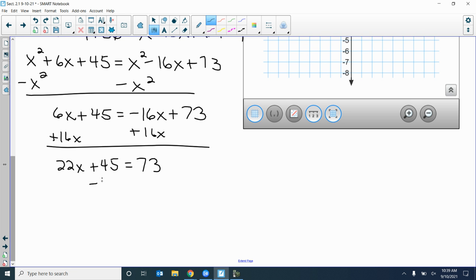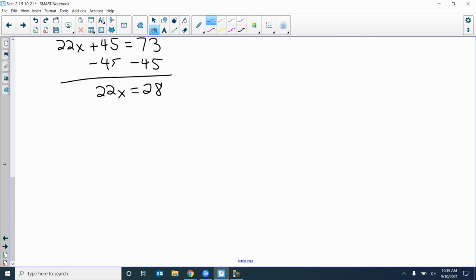And I'm going to subtract 45, and I'm going to get 22x equals 28. Now it's not going to divide in there evenly. Go ahead and just keep it as an improper fraction. It's fine. I don't need a decimal. And then reduce it though. Divide by 22. x equals 28 over 22, which becomes 14 over 11.